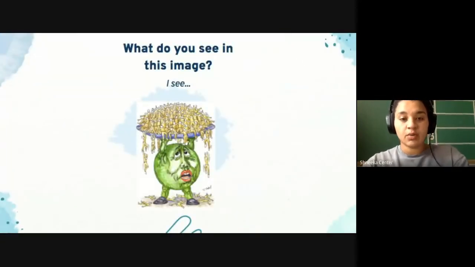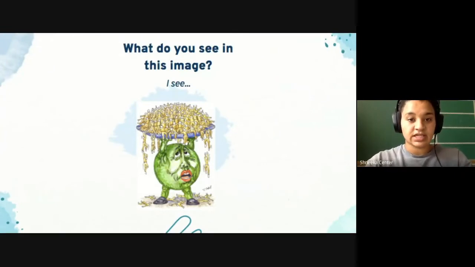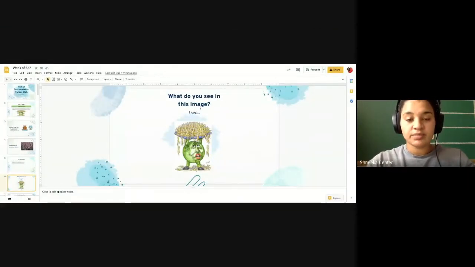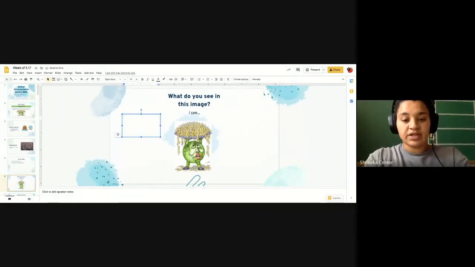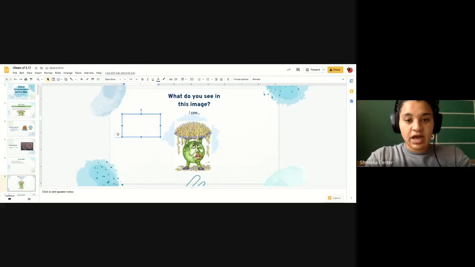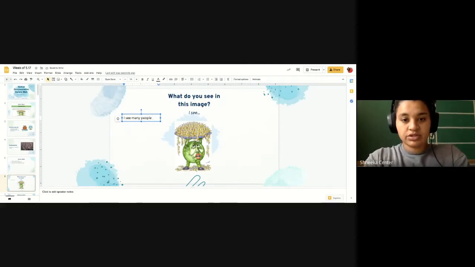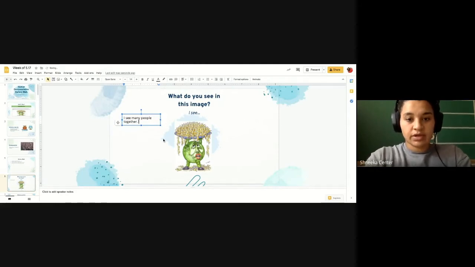Before you get started, I want to quickly show you how to create these text boxes. Once you read the prompt and think about your answer, you're going to go to this little box with a T in it. It's the text box. You're going to drag the text box out, and then you're going to type your answer. So in this picture, I see many people together, and then I'm going to write my name.